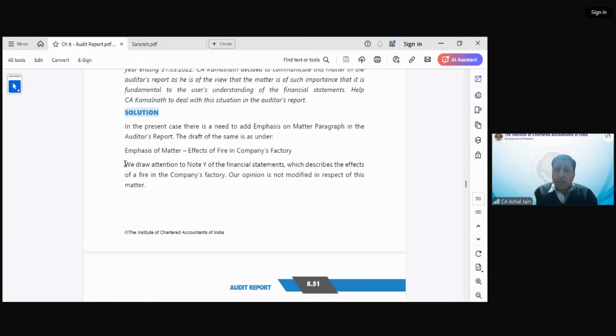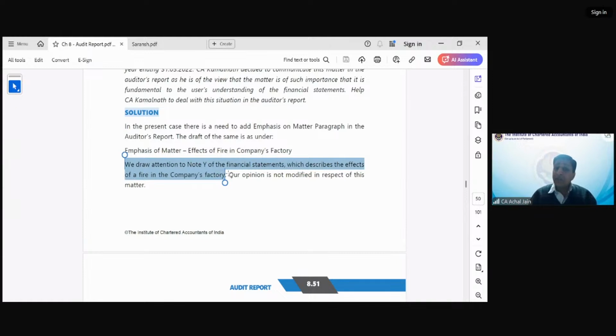So in the audit report, you don't need to elaborate. Can you read this language? "We draw attention to note Y of the financial statements, which describes effects of fire in the company's factory." That's it. Auditor is not explaining anything beyond this. Why? Because all that explanation is covered in the note. Auditor doesn't want to add anything. The idea is to simply highlight that and give the reference.